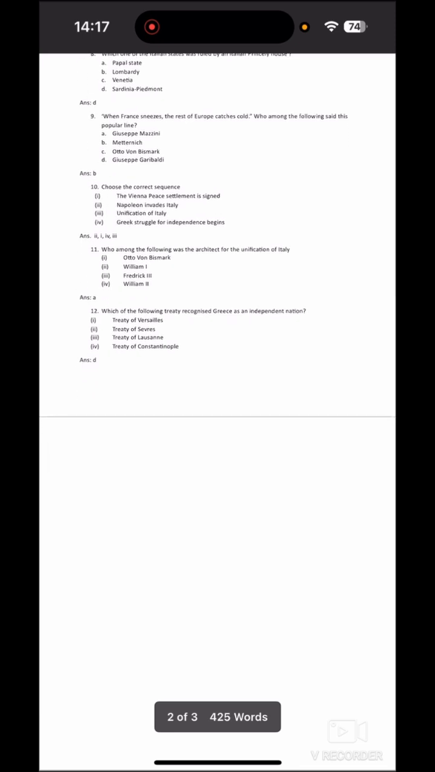Question number 10. Choose the correct sequence. So there are some events given. You have to arrange them according to the sequence. The Vienna Peace Settlement is signed. Napoleon invades Italy. Unification of Italy. Greek struggle for independence begins. So according to these given events, the first thing that occurred was Napoleon invades Italy. Then we had the Vienna Peace Settlement signed. Then we have the Greek struggle for independence begins, and lastly we had unification of Italy. So the correct sequence is second, first, fourth and third.